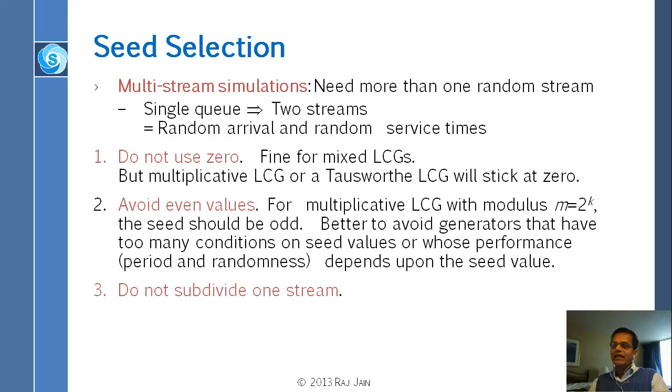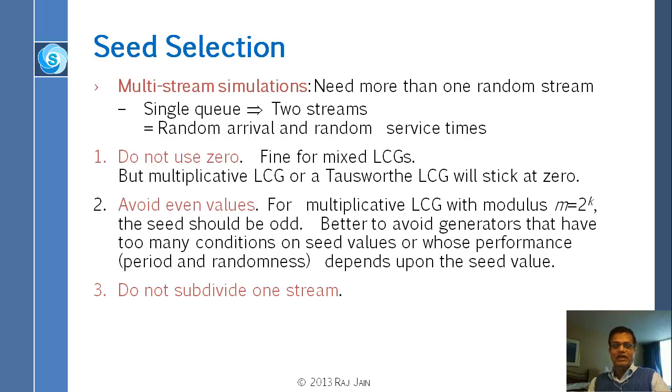And then secondly, avoid even values. So don't use 2, 4, 6, 8, 10. Why? Because you get the full period only with the odd seed. Remember, one of the things we said is that for some generators, and you don't know what your generator is, at least you don't want to get into that place where we don't know the cycle. With odd numbers, at least if the generator is good, you get the cycle that the designer intended.